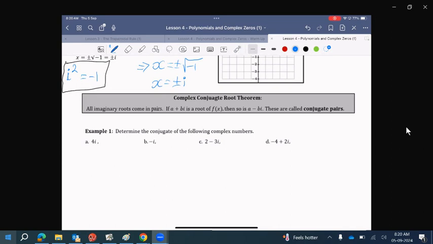All right, so what we're looking at today is the complex conjugate root theorem. Who has seen this one before? Okay, so the complex conjugate root theorem is quite simple. It says that if a plus bi is a root for a function, then the function must also have the complex conjugate as a root, a minus bi. A little bit of explanation here.